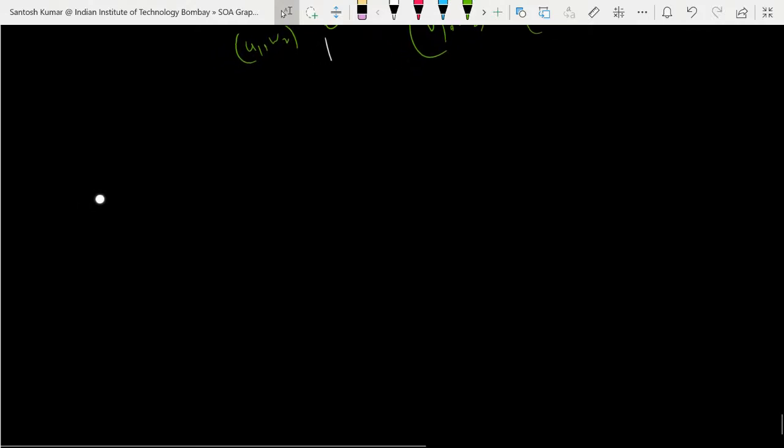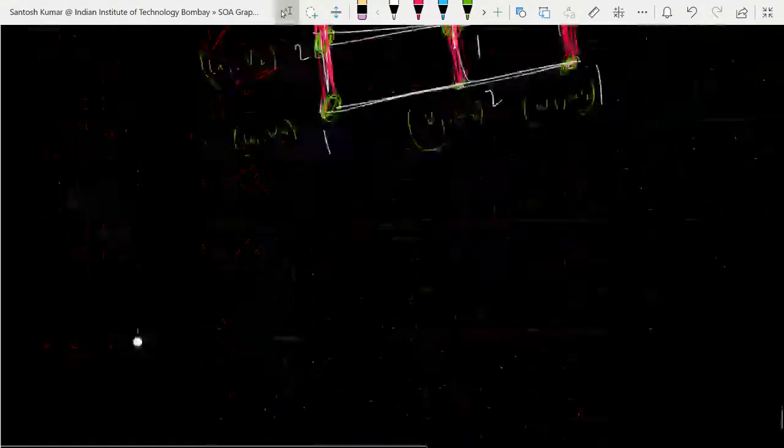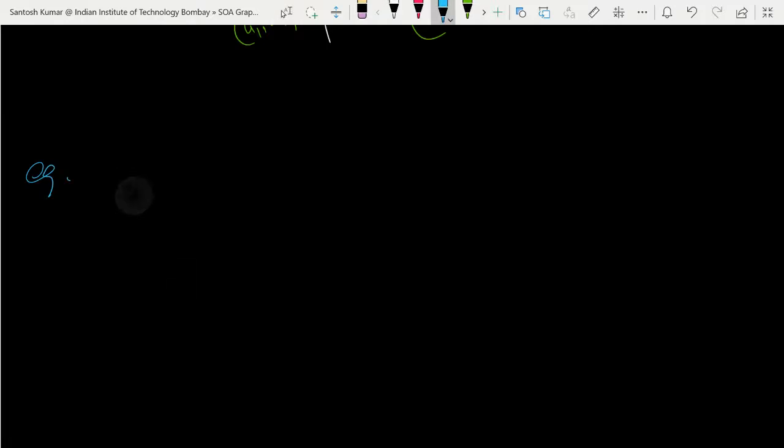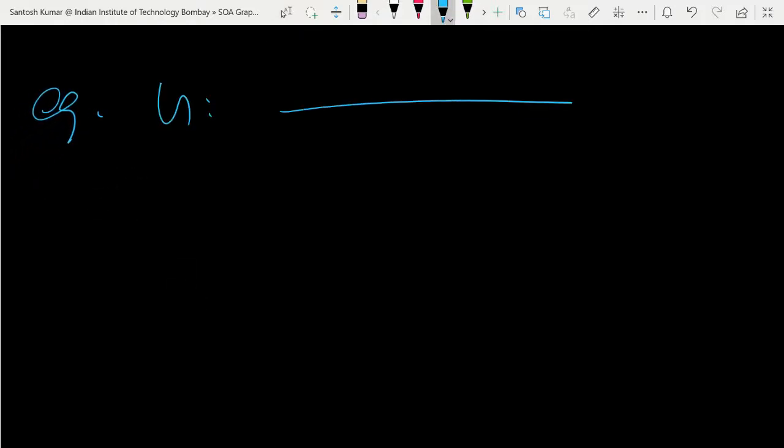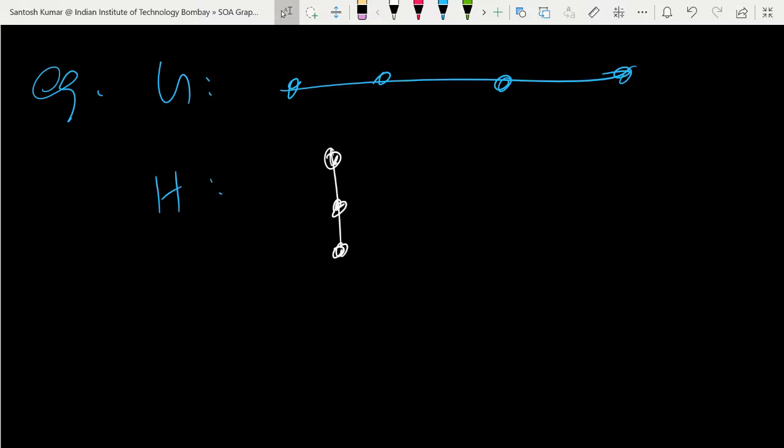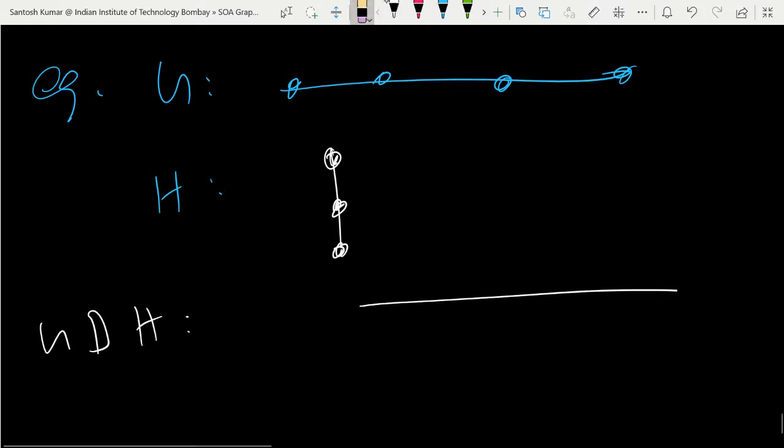So next, you take G as this one, 1, 2, 3, 4. Okay, and H as, let's take an easier one again, 1, 2, 3. Okay, so you can make it like this. So P4 and P3. Okay, so this is again easy. So G Cartesian product H, if you make it, how many vertices will the Cartesian product have?